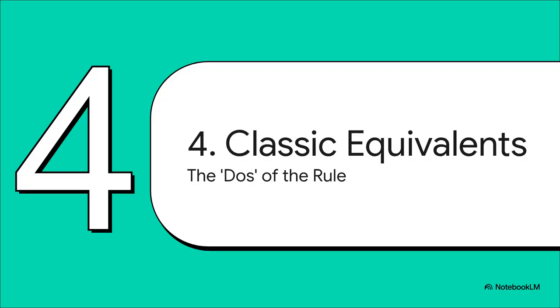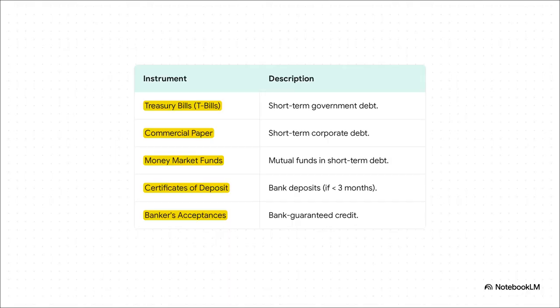Now that we have the rules down cold, let's meet the usual lineup. When you spot these on an exam, your brain should immediately start running them through that 3-month golden rule filter. So these are your classics. You've got your Treasury bills, commercial paper, money market funds. All these things are built to be short-term and super safe. So if a company grabs one and it matures in 3 months or less from that purchase date, ding, ding, ding, it's a cash equivalent.